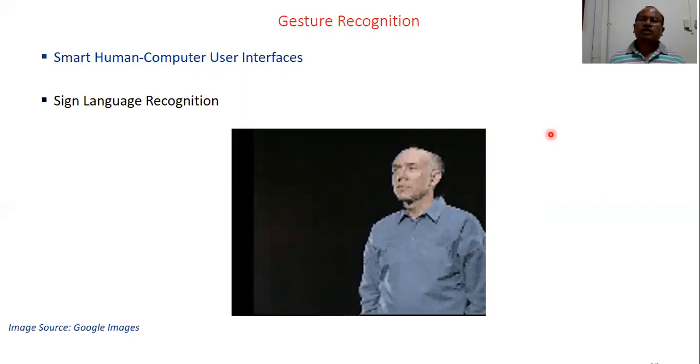Sign language. In sign language, you use signs to represent a number or an alphabet, so that those who cannot hear can understand. Those who cannot read can understand, because they are required to see at least. So this is one area which is called gesture recognition.